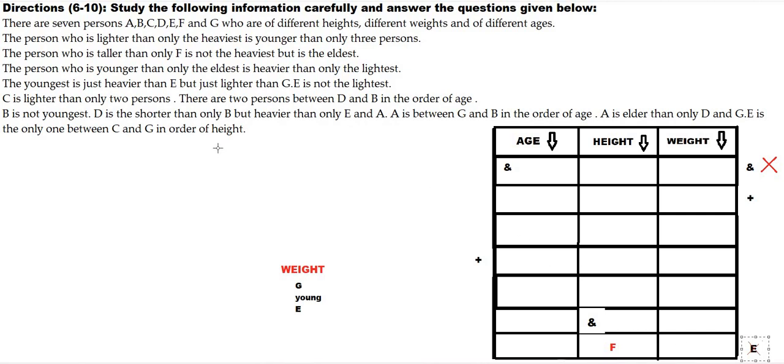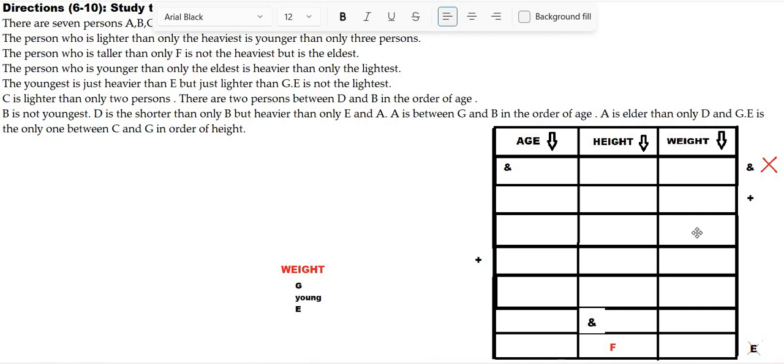Okay. Next point. C is lighter than only G. It means that C is the third heaviest fellow. C is the third heaviest fellow. Okay. This means nothing but that C is the third heaviest fellow. That's all. Yes. Right?